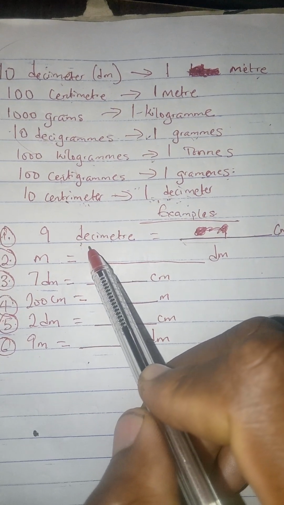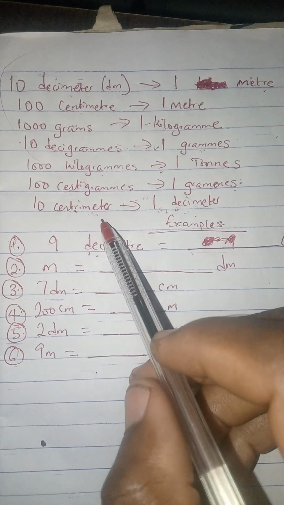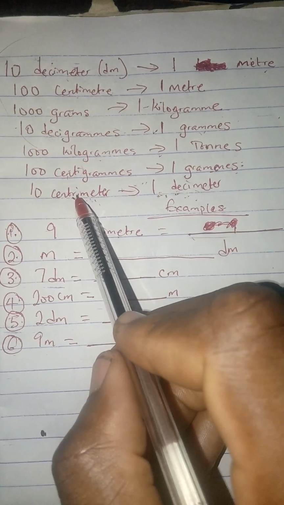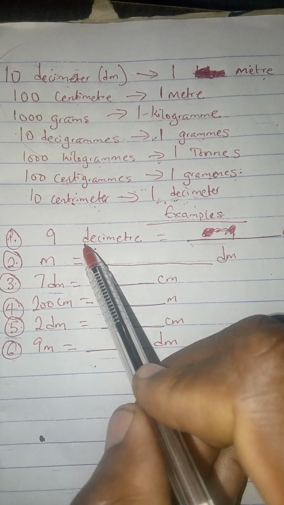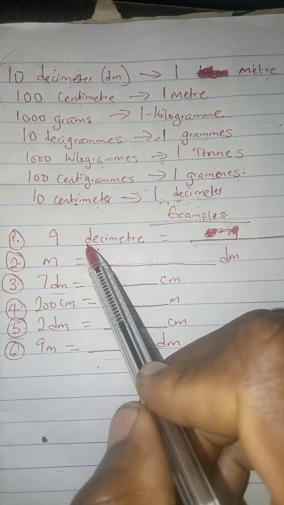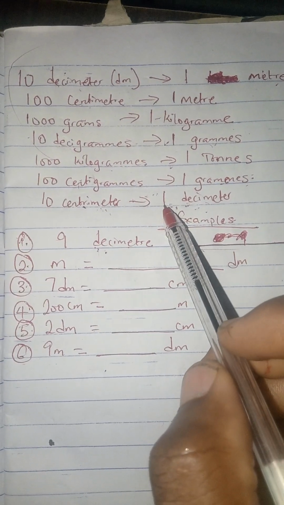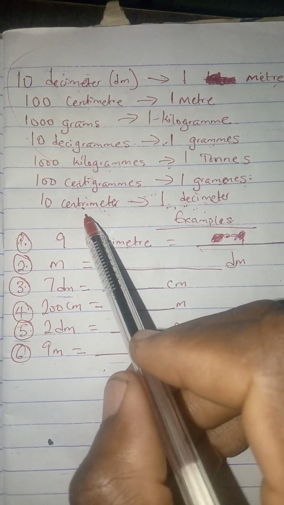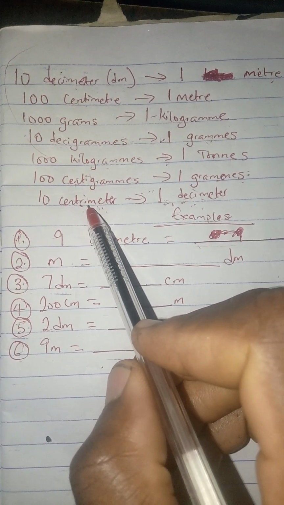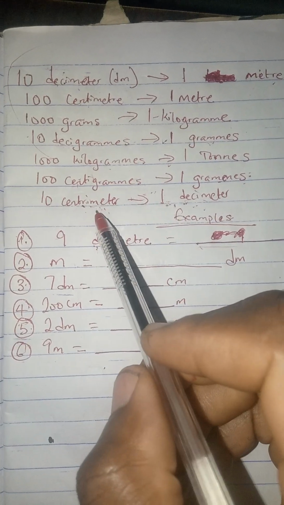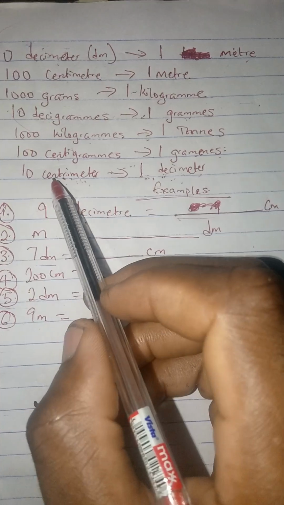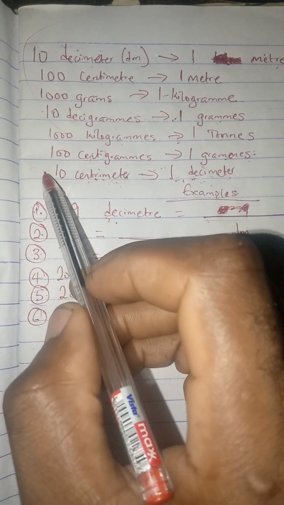9 decimeter times what? 10. Because here we have 1 to give us what? 10. Therefore, 9 will give us how many? That is 9 times 10. Because here we have 1 times 10. 1 will give us what? 10 centimeter, right? Now, if 1 will give us 10 centimeter, that means 2 should give us 2 times 10.